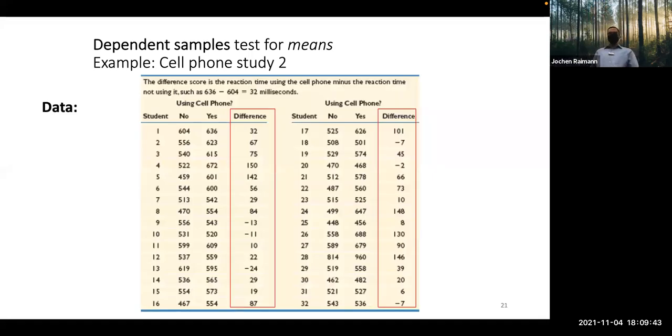And here's the actual data. Here you have the difference shown using the cell phone and not using the cell phone: no, yes, no, yes, no, yes. You have your 32 individuals. You have some that actually got worse, and some that got better without the cell phone.